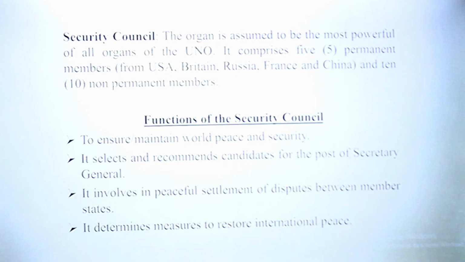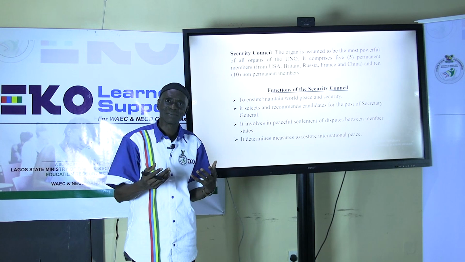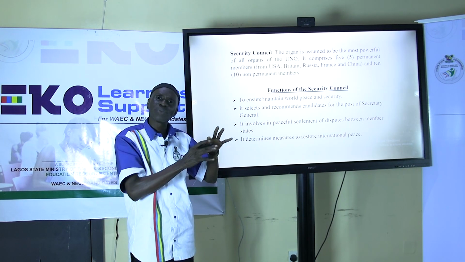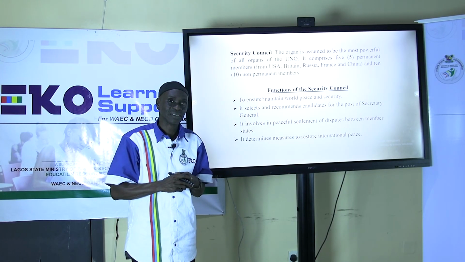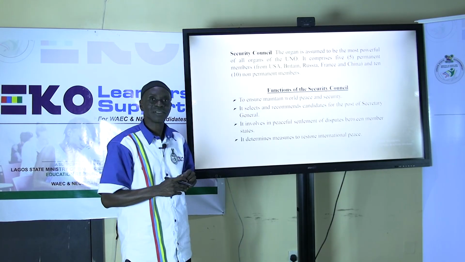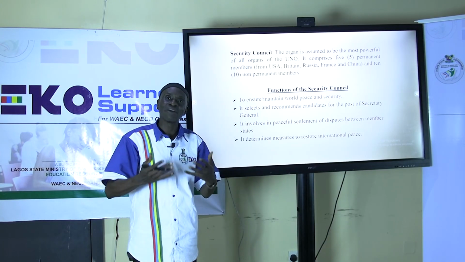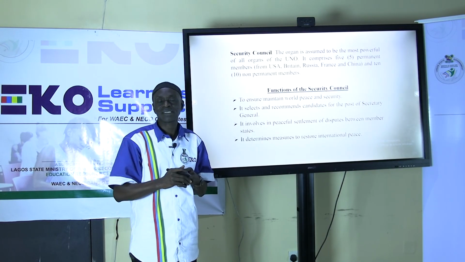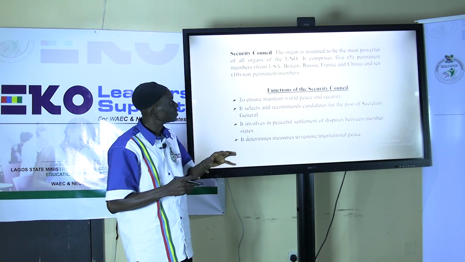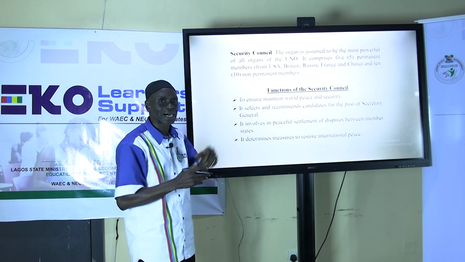This organ is assumed to be the most powerful of all organs of the UNO. Why powerful? The objective of UNO is to maintain peace and order in the world. Anywhere there is crisis, uprising, conflicts, it is the responsibility of UNO to make sure peace is maintained and sustained. Therefore, there is the need at times to come up with a force to make sure this war or crisis does not break out.